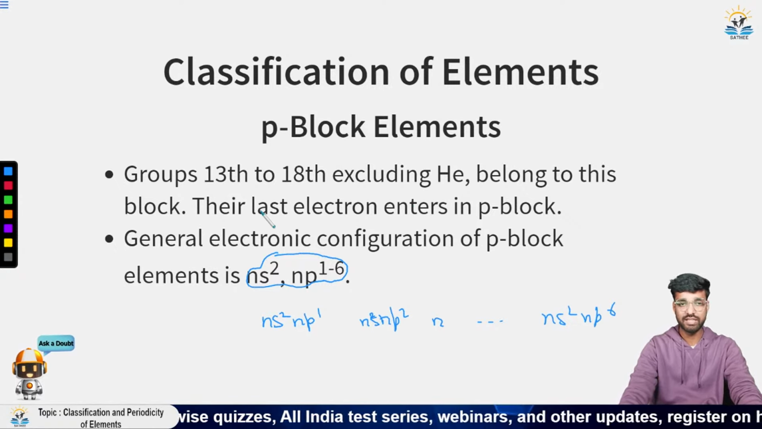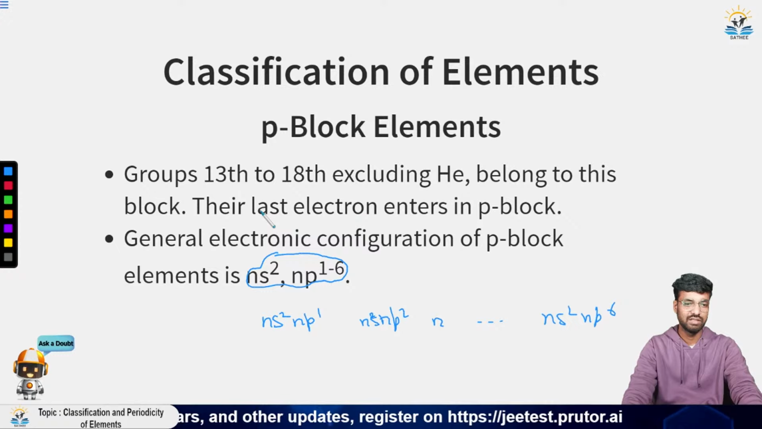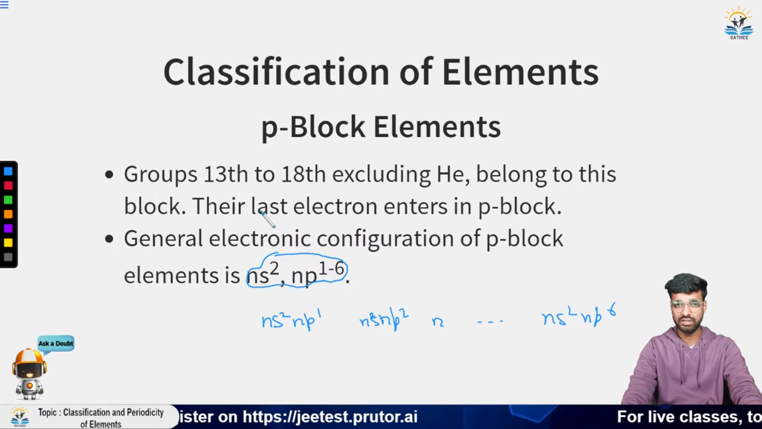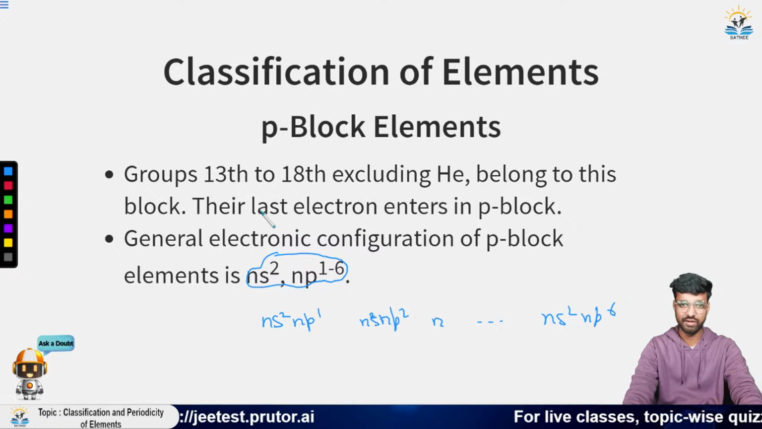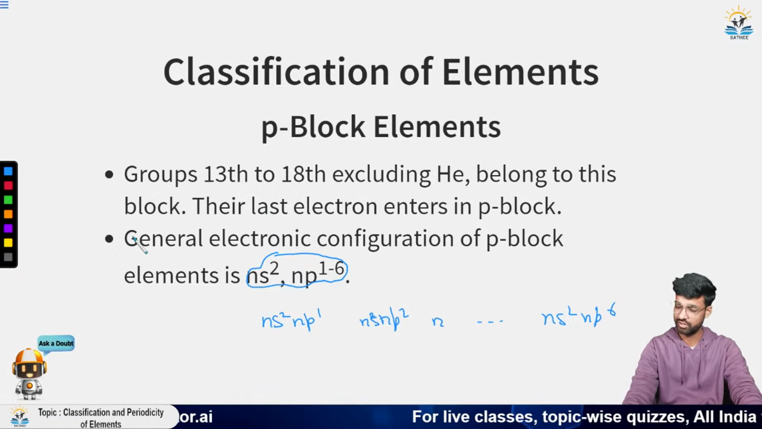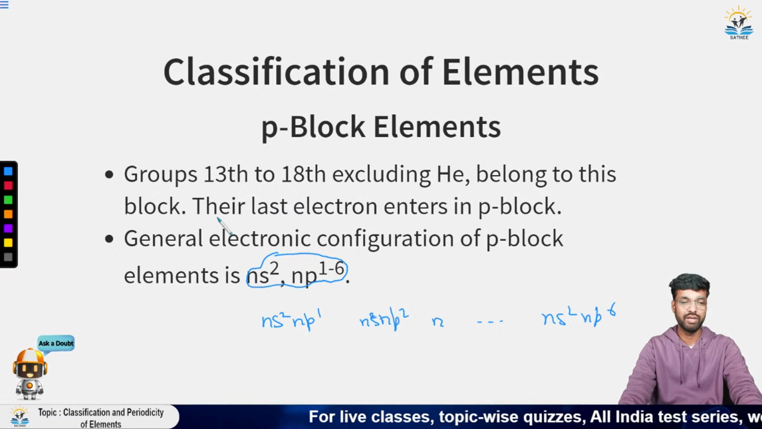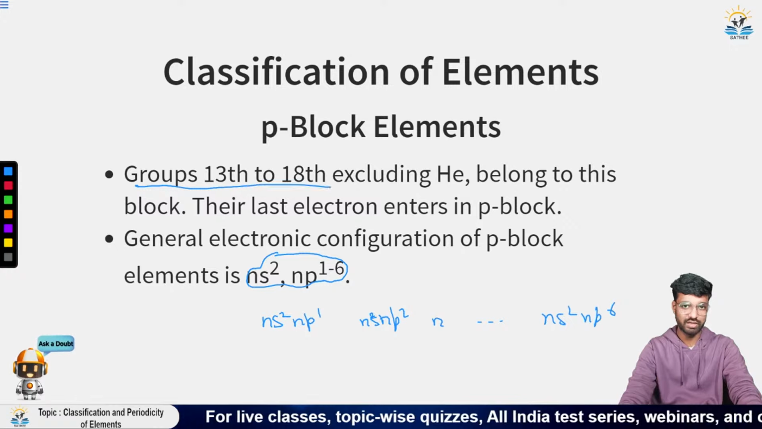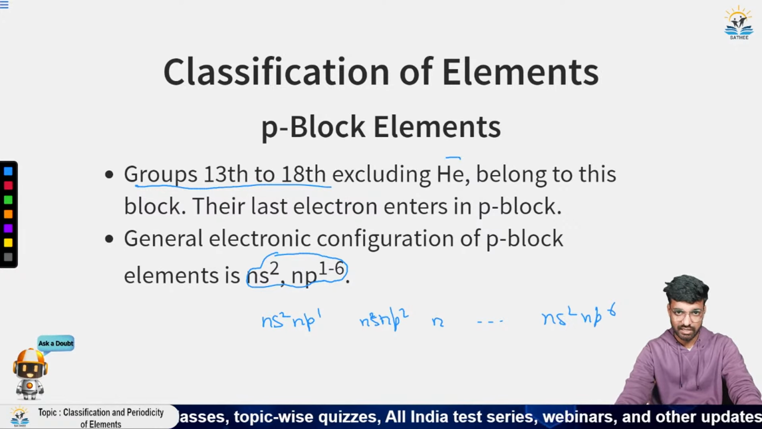Now this whole S and P block together is called the main group chemistry. You must have heard this term in the JEE syllabus also, that this is main group elements and these are transition elements. So we group the S and P block under one name, that is the main group elements. Now it goes from 13 to 18 excluding helium.